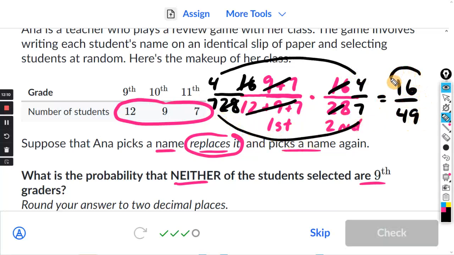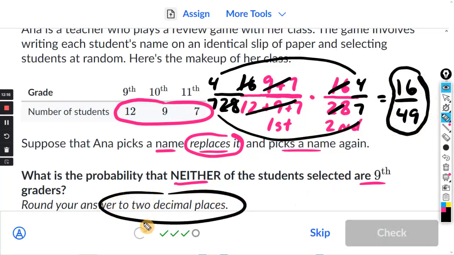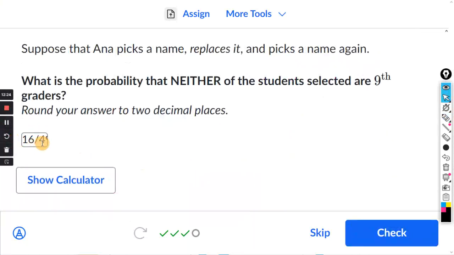And that is your final answer. If you do it by decimals, you have to round to 2 decimal places. But that's already reduced, so that should be it. All right, 16/49.